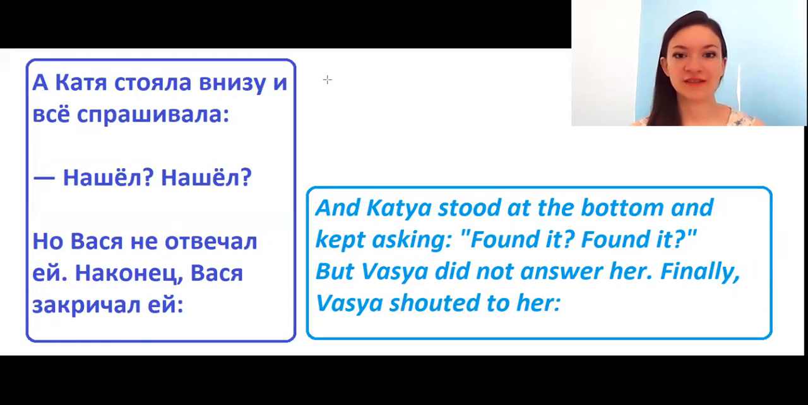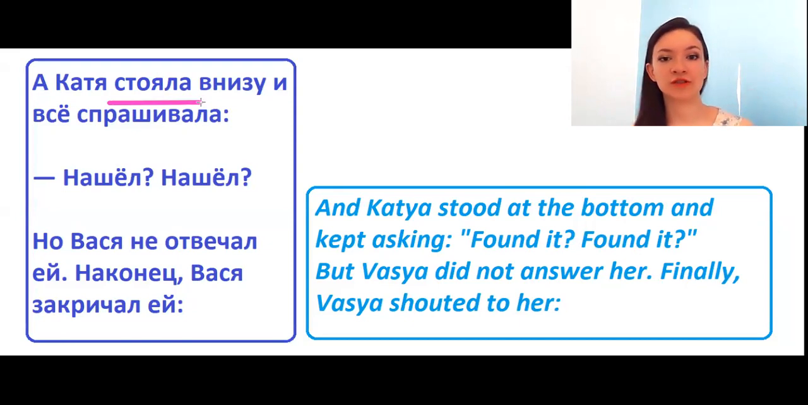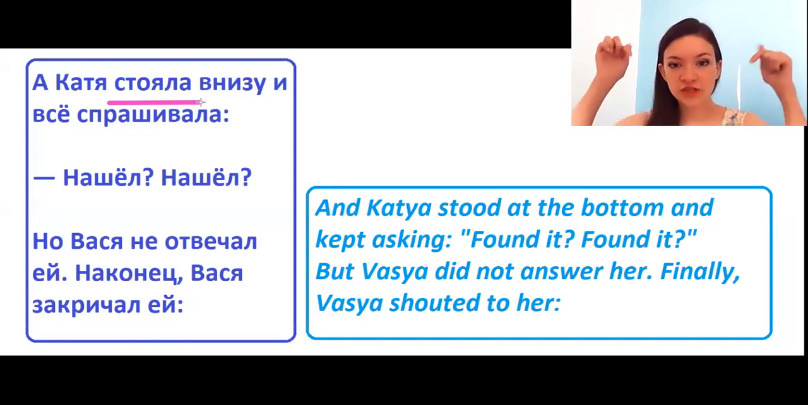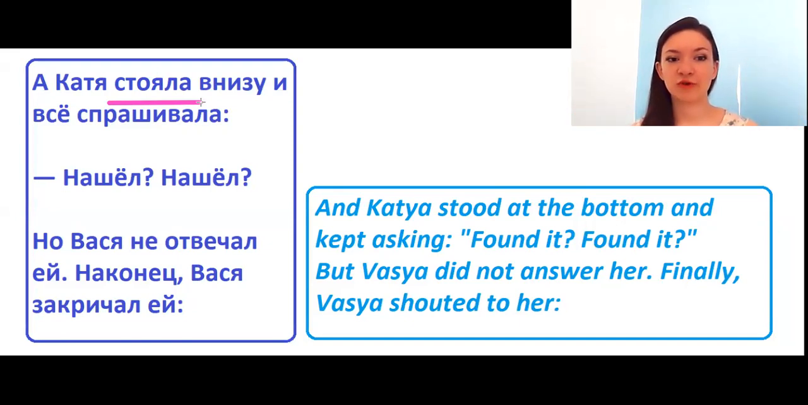Here is very interesting diversity of Russian verbs. А Катя стояла внизу. Yeah, it was a long process. She stood there for a long time while he was doing something on the roof, like looking at the cat and kittens. She was on the ground. It was a long process. That's why we use imperfective.